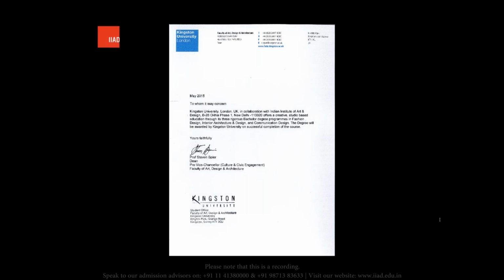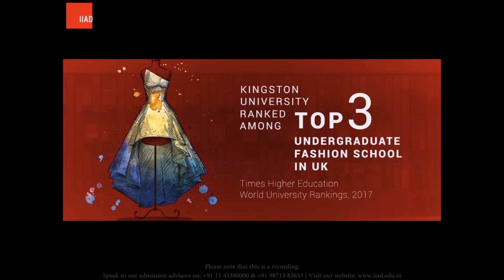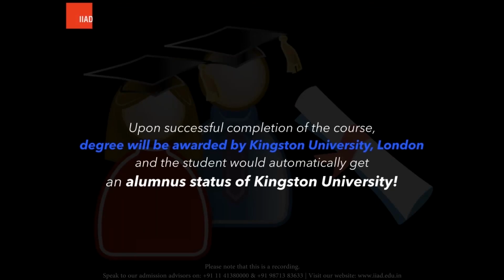This is a glimpse of a letter from Kingston University. So you can just go through that. Well, Kingston University is ranked among the top 10 art and design universities in the UK. And yes, it is also ranked among the top 3 undergraduate fashion schools in the UK. Once you complete the undergraduate degree course in any discipline, whether it's fashion design, interior architecture design, or communication design from Indian Institute of Art and Design, you are awarded the degree and the alumni status of Kingston University, London. So you will be treated as a student of Kingston University only, with the level and quality of education as per Kingston.